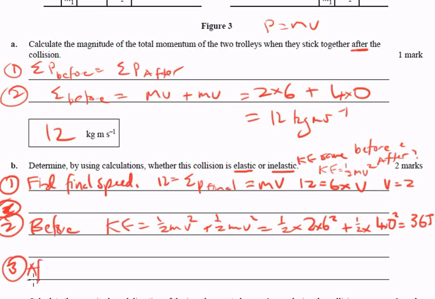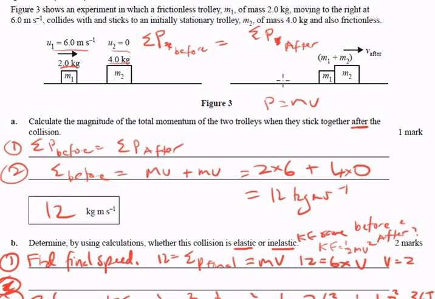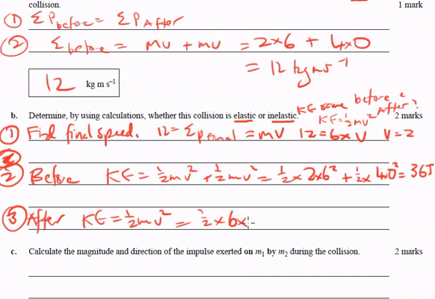And after, it's just one of them stuck together, so kinetic energy equals half mv squared, which equals a half times the new mass stuck together, 2 and 4 is 6 kg, and their velocity we worked out was 2, squared. So 2 squared is 4, times half is 2, times 6 is 12. They're not the same. So that's an inelastic collision.